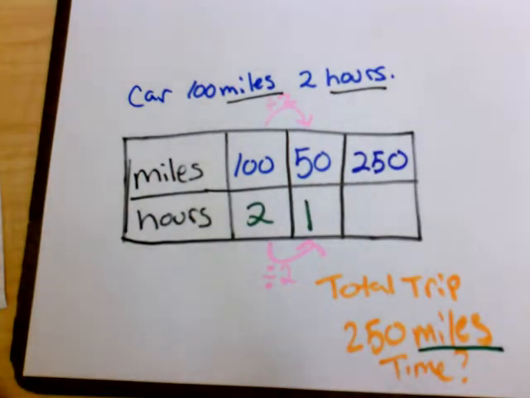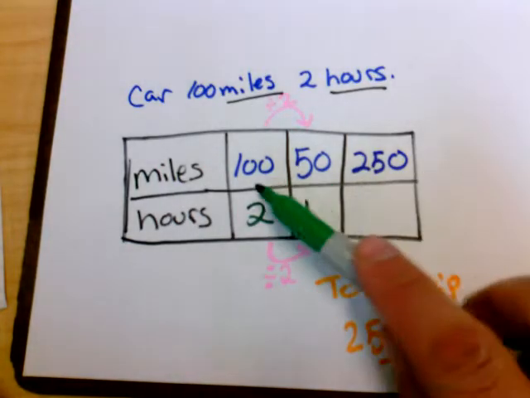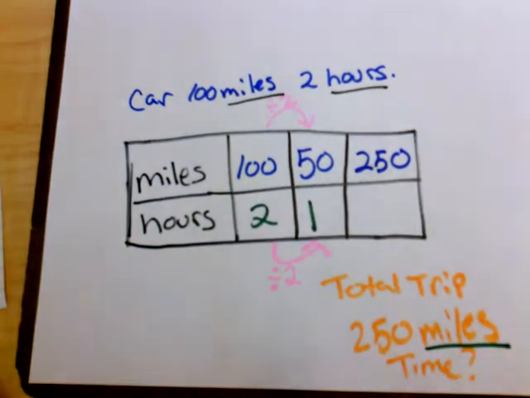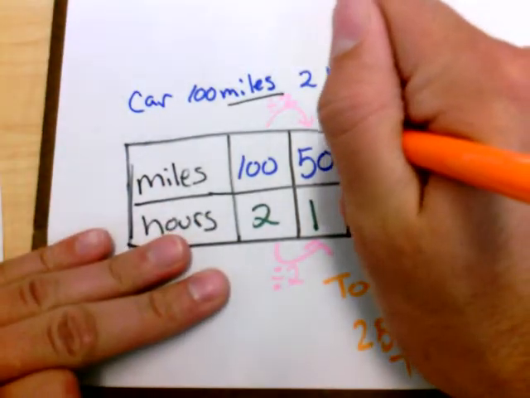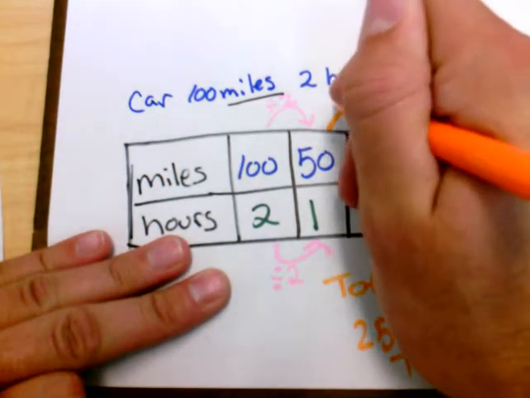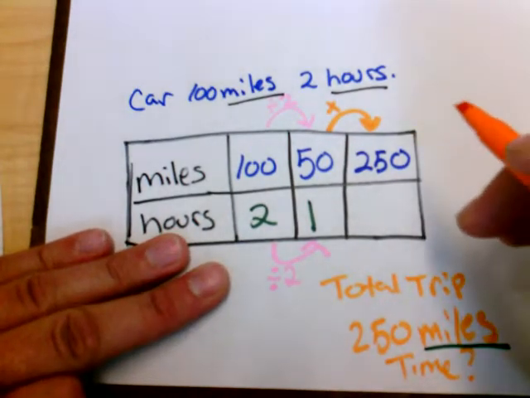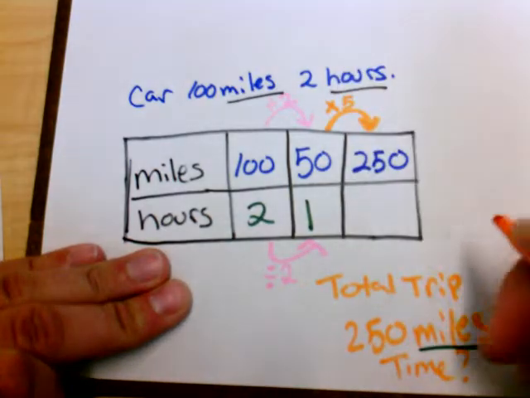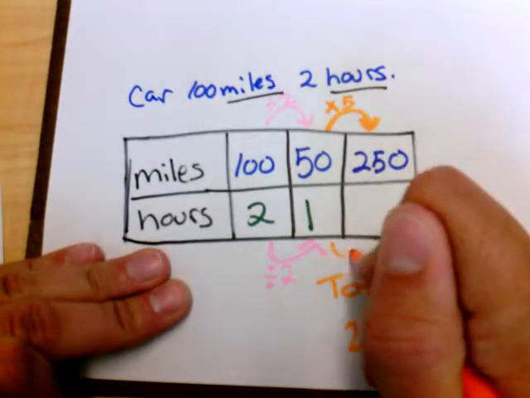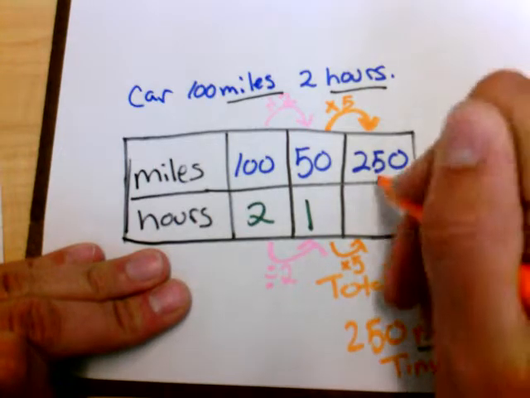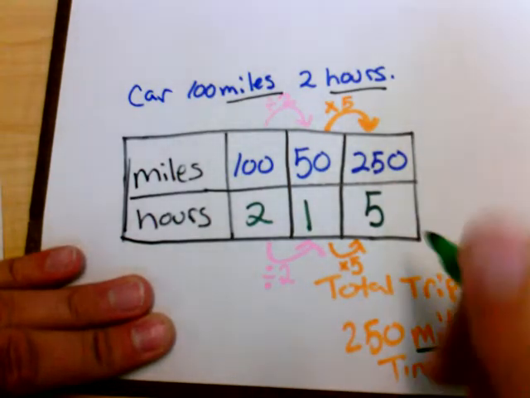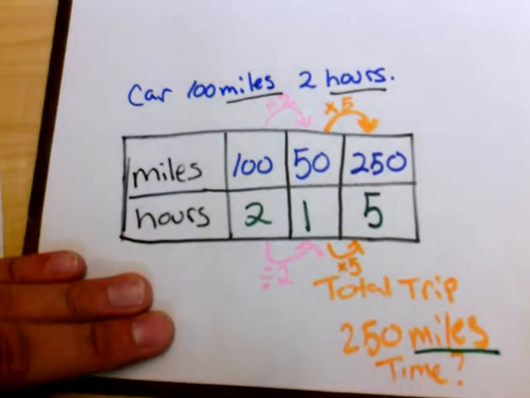All right? And now I'm like, okay, 100. I could use 100, but that doesn't go easily into 250. But I know 50 goes in there perfectly. So I'm going to jump over to 50. And I ask myself, okay, let's see. 50 up to 250. Well, that's a multiplication problem because I'm going up. And I just kind of count by 50s. Let's see. 50, 100, 150, 200, 250. So that's about 5. So I'm going to multiply it by 5. Once again, what I do to the top, I have to do to the bottom. Well, 1 times 5 gives me 5. So it took me 5 hours to travel 250 miles.